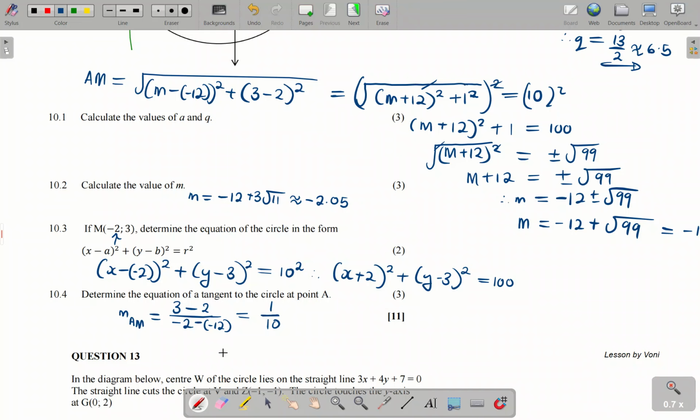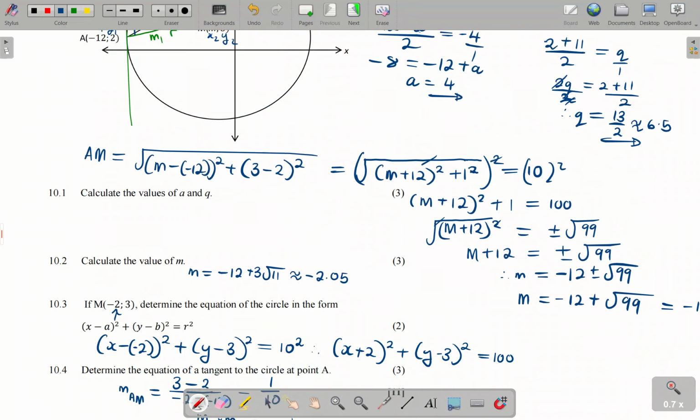Of AM. So we have this formula that says M1 multiplied by M2 is equal to -1. So your M1 is 1 all over 10, times M2 equals -1. So therefore, your M2 has to be what? Has to be -1 divided by that. So -1 divided by 1 all over 10. This will give you -10. So your answer is -10 then.